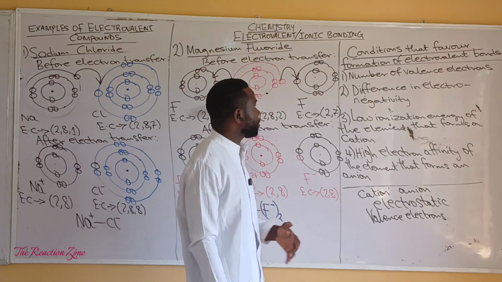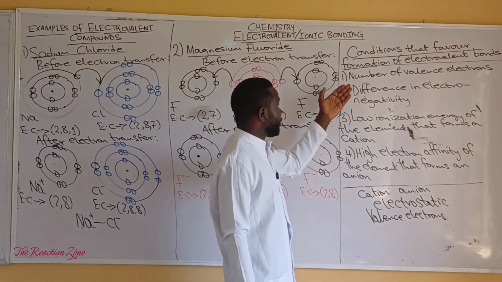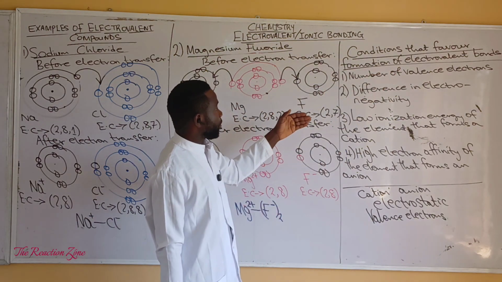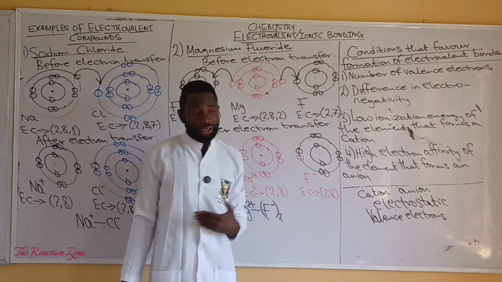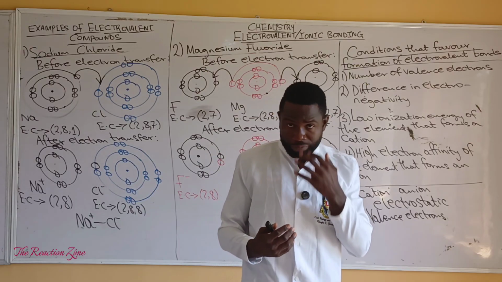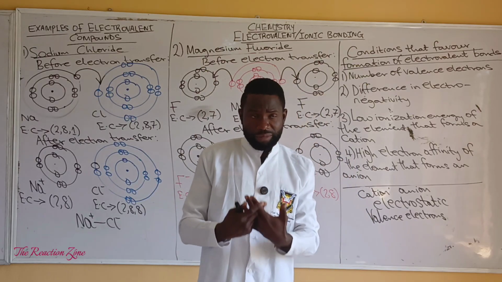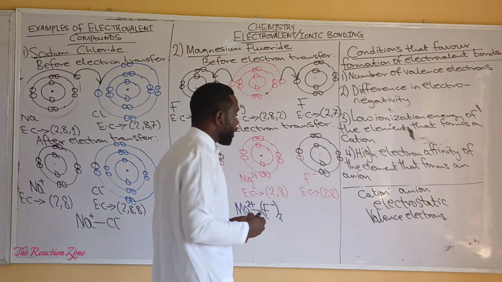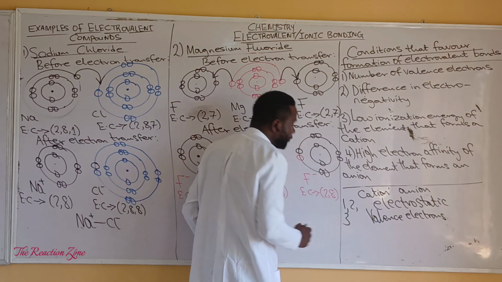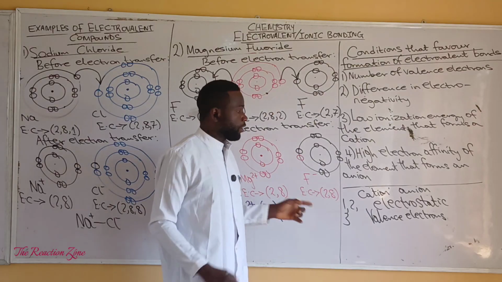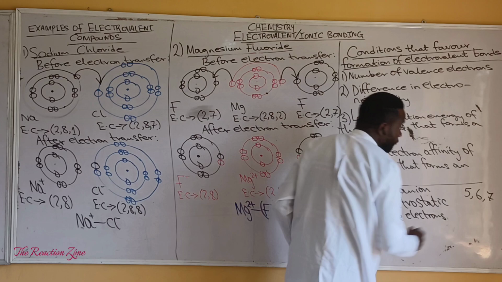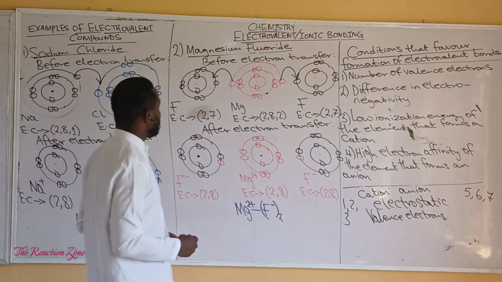There are certain conditions that favor the formation of electrovalent bonds. The first one is the number of valence electrons. For an electrovalent bond to be formed between atoms of 2 elements, one of the bonding atoms must have 1, 2, or 3 valence electrons, while the other one must have 5, 6, or 7 valence electrons.